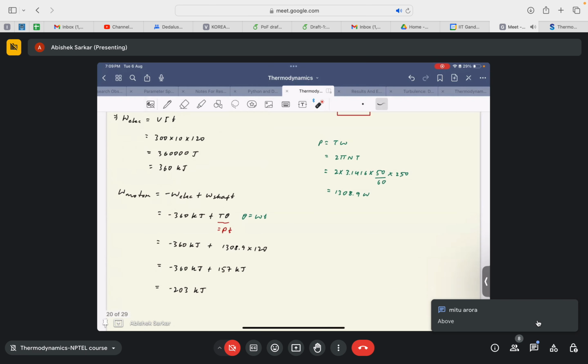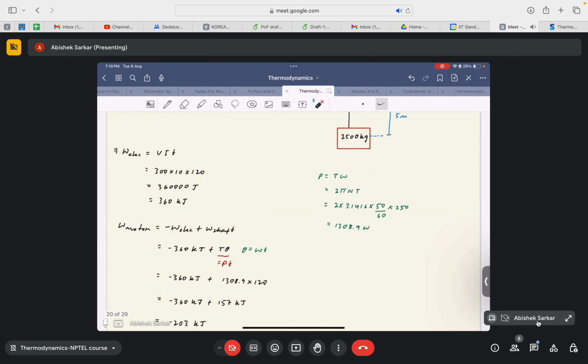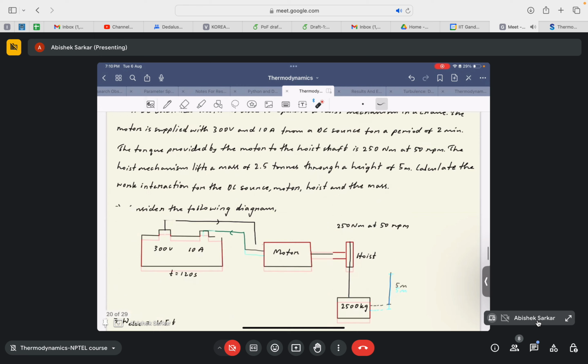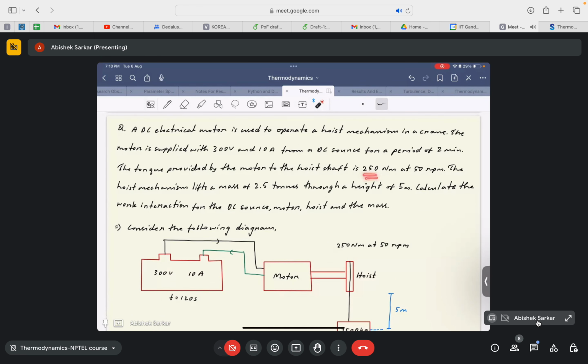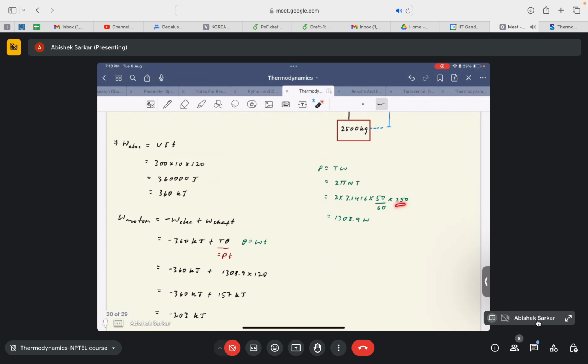It's 2 pi n into T. You can see now it's 2 pi n into T. Is it clear? What is T? T is the torque, the torque that is being supplied from the motor to the hoist mechanism. It is given in the question. T is 250 Newton meter. You are right. This is the torque T.